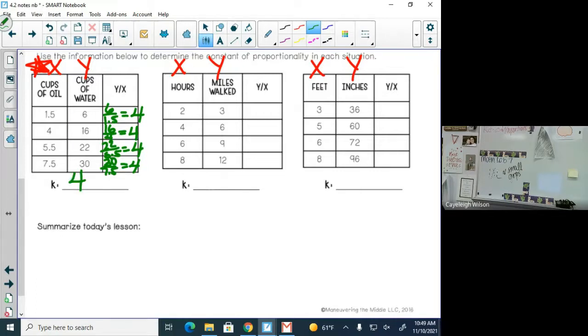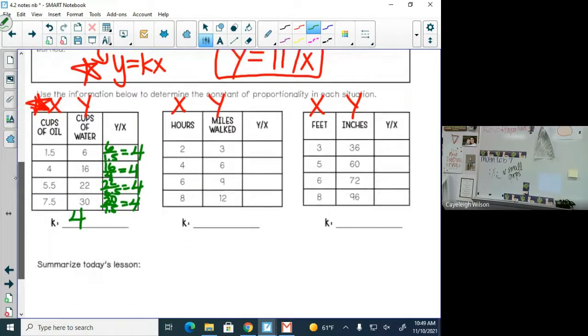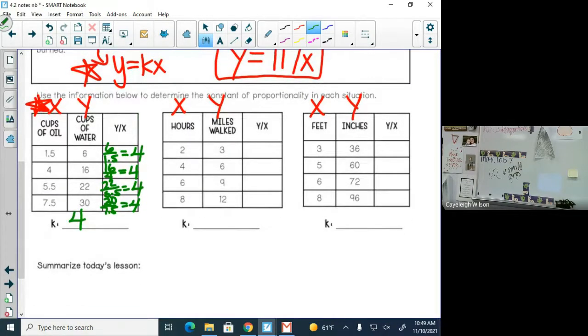Now, here's a question that's not on here. What would your equation be? y equals kx. But what's k? 4. So if I said, what is the equation for the constant of proportionality? We would say y equals 4x.